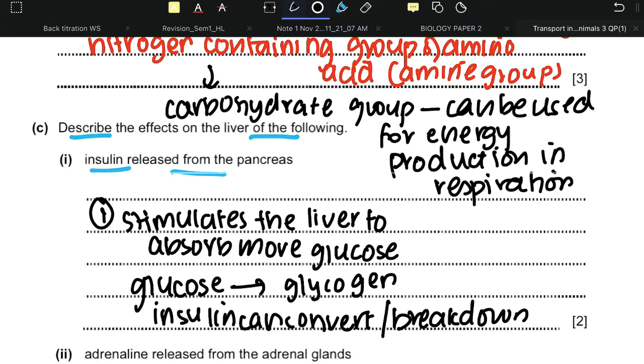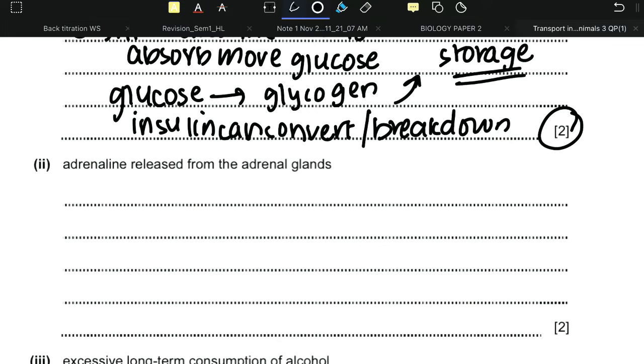All right, this is your 2 points for 2 marks. But if you want to add an additional point, you can say what exactly this glycogen will be used for, which is that it will be used for storage. Okay, storage in case of energy requirements that need to be met later. All right, moving on to the next question.